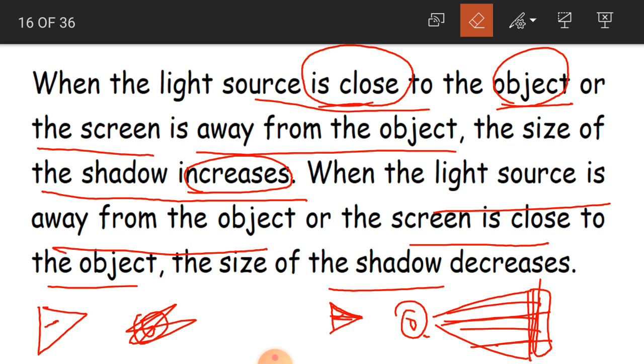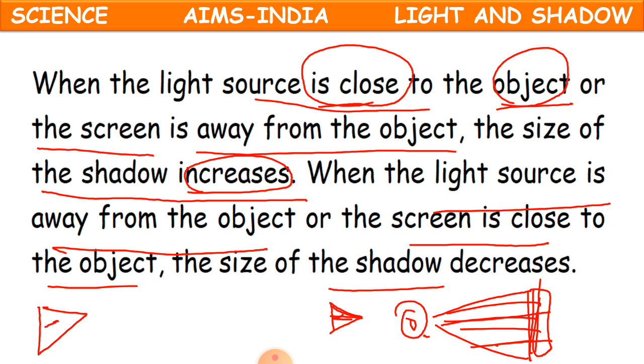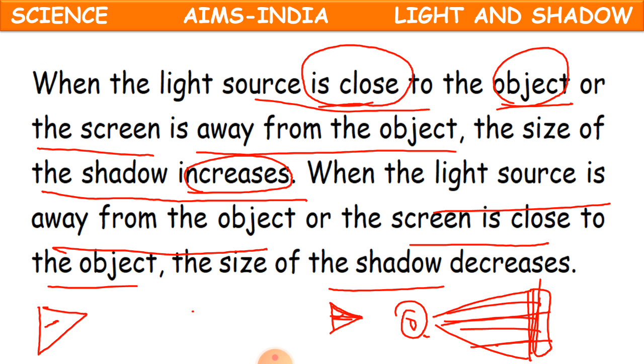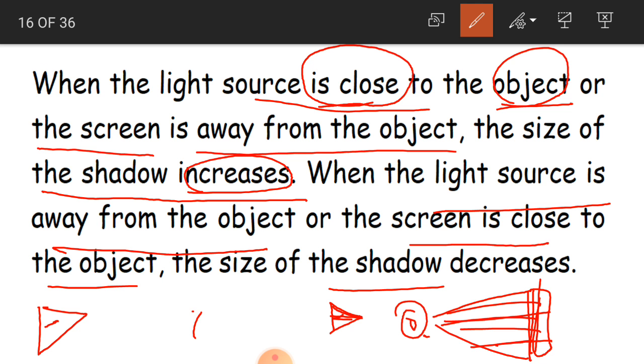No, we'll make it some more far away here. So when the light source is far away from the object, and the screen is nearer to the object, then what happens? The shadow size is going to decrease. Okay, clear? So this is how the shadow size is going to increase or decrease depending upon the light distance from the light to the object.